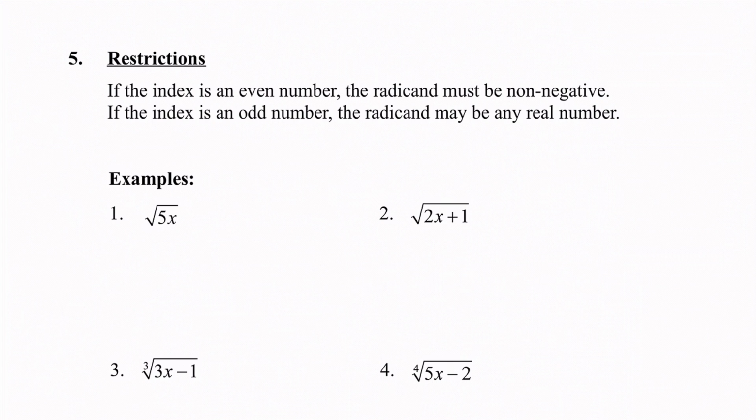With radicals, if you have something inside of a radical where the index is even, like this one has an index of 2, then whatever is inside there has to be non-negative. That's what this first line is saying. If the index is even, then it has to have a non-negative radicand. If it has an odd number for the index, then the radicand can be any real number. So there's no restrictions on those. It's like a road where there's no speed limit.